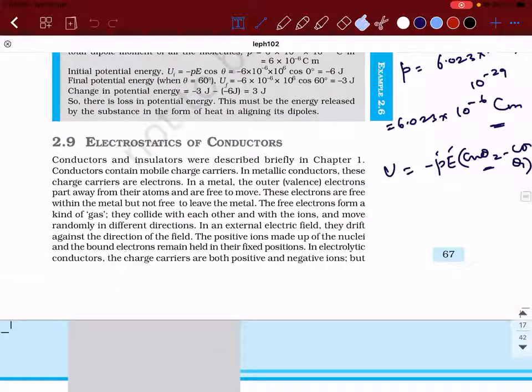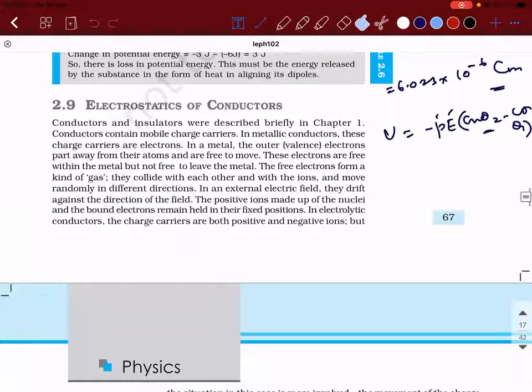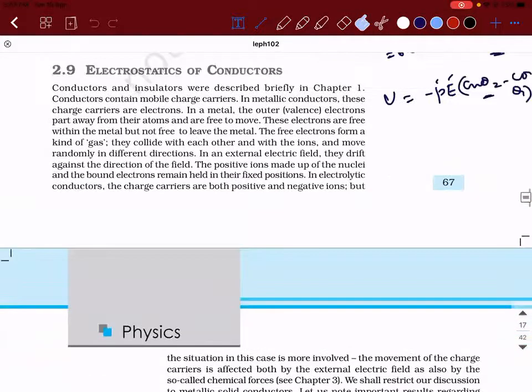So as I told you, the last topic of the first part of this chapter is electrostatics of conductors. This is a theory-based topic, but it is very important. So start writing it down. First, write down the heading as electrostatics of conductors.